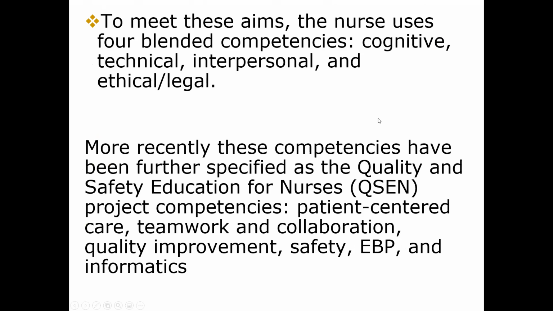So we have 4 broad aims of the nursing practice. They can be identified in the definitions of nursing: to promote health, to prevent illness, to restore health, to facilitate coping with disability or death. So to meet these aims, we use blended competencies of cognitive, which is about your knowledge, technical, which is about your skills, and this can be skills like doing wound care or running an infusion pump or interfacing on the computer, interpersonal skills, which is how you interact and build trust with the patient, and ethical and legal. Most recently, these competencies have been investigated by the Quality and Safety Education for Nurses, and they've come up with some project competencies, and those include patient-centered care, teamwork and collaboration, quality improvement, safety, evidence-based practice, and informatics.